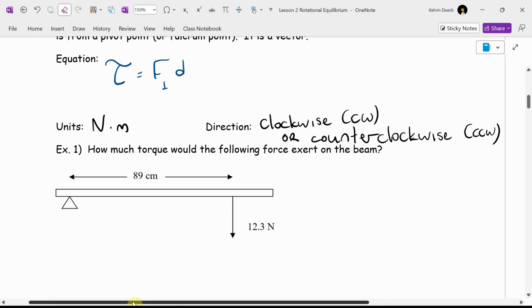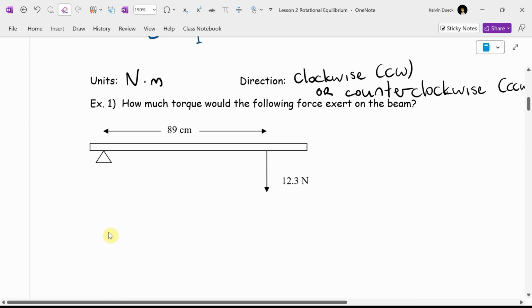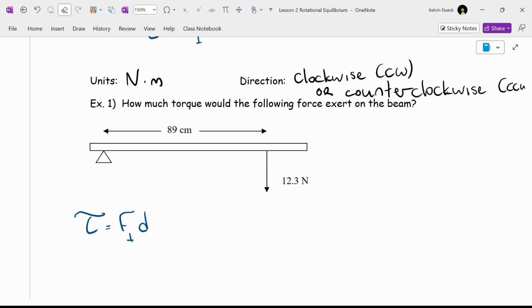Example 1 says, how much torque would the following force exert on the beam? All right. Ella, what's this question asking me to find? Torque, you say. Let's talk about torque. So it's going to be torque equals the perpendicular force times the distance. You use torque really when there is a beam in the question, when there's a long, skinny thing, a beam. We typically show the pivot point by drawing a little triangle to show it's balancing on this fulcrum spot right there. So this is kind of Mickey Mouse.